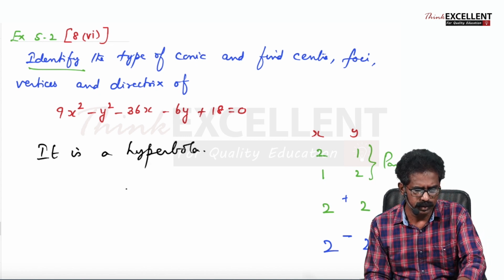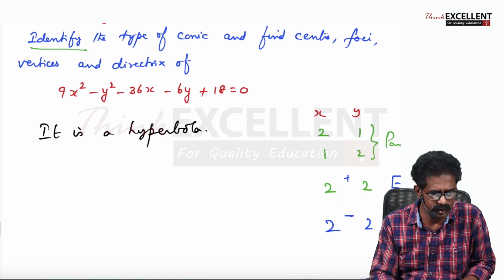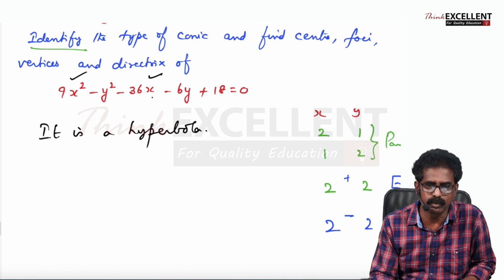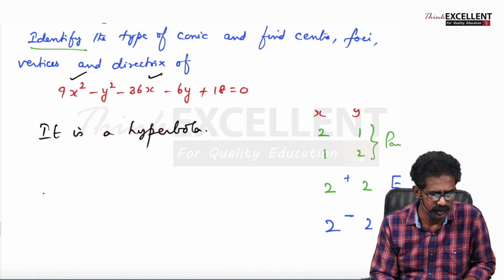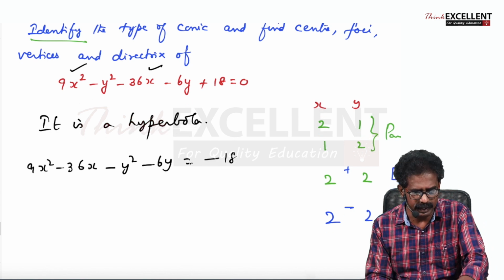So now we reduce it into standard form. Then only you can say which type this is, right? Group the x terms like what we did in ellipse. So 9x square minus 36x, group the y terms, minus y square minus 6y, and take the constant to the right side, minus 18. Now the completing the square method, right?